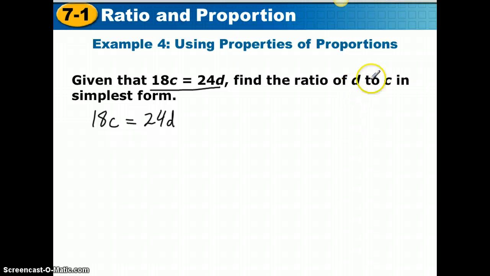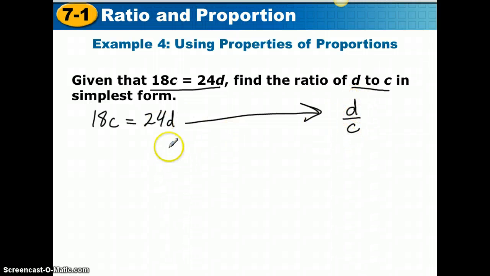I want to find the ratio of d to c. Remember, if I write the ratio as d to c this way, I can write that as the fraction d over c. So what I want to do is take this equation and change it so that I have d over c on one side of that equation. Well, d is on the right, c is on the left. So I need to get them on the same side of the equation.